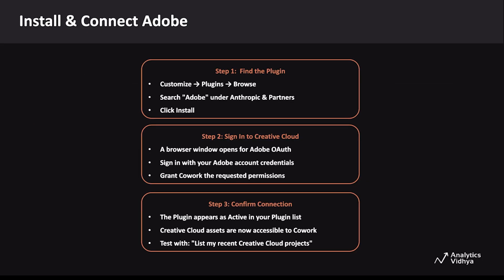Installation follows the same three-step flow as every plugin in co-work. Go to Customize, then Plugins, then Browse. Search for Adobe under the Anthropic and Partners section. Click Install, and an OAuth window will open, prompting you to sign into your Adobe account. This is what grants co-work access to your Creative Cloud files and AI tools. Once you approve, the plugin goes active immediately. Run the confirmation prompt on screen to verify the connection before starting any creative task.